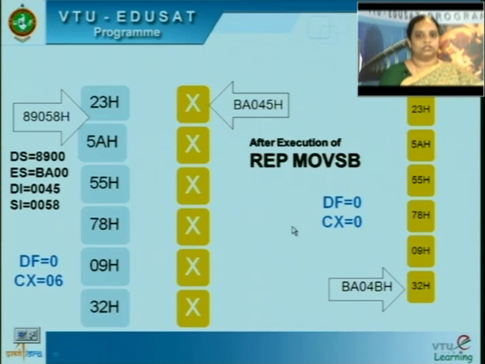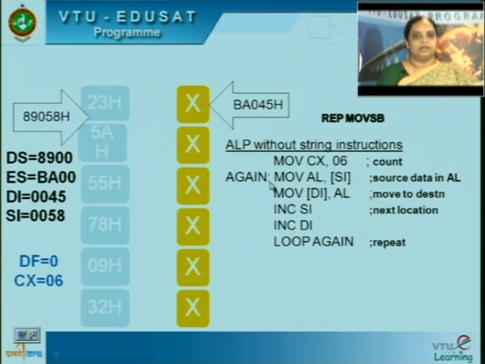The same program, if we are supposed to write without using string instructions. Yes, we can write without using string instructions. So for this, once again CX is 06, and then we have to load the contents of the source that is pointed by SI into AL. So MOV AL, [SI], what does it do? It moves the contents of the memory location, here in this case 23H, which is pointed by SI into AL, and from AL it is moved to the destination.